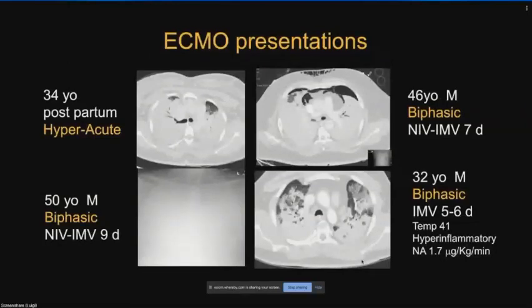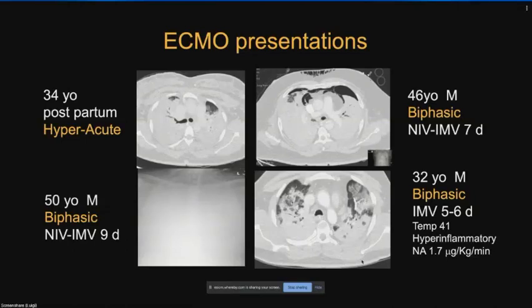And I want to conclude just with a picture of 4 recent cases that we had of COVID-19 who needed ECMO. And you can see the faces. On your top left is a 34-year-old postpartum woman, who followed a hyperacute course. So she became very unwell very quickly, could not be oxygenated, could not be ventilated, and she was incredibly inflamed.